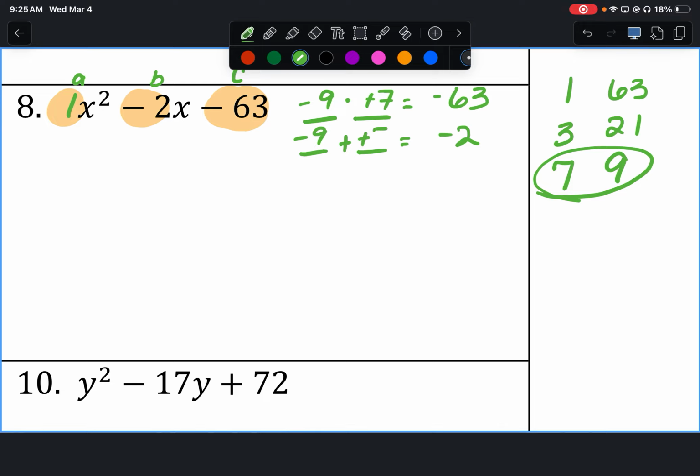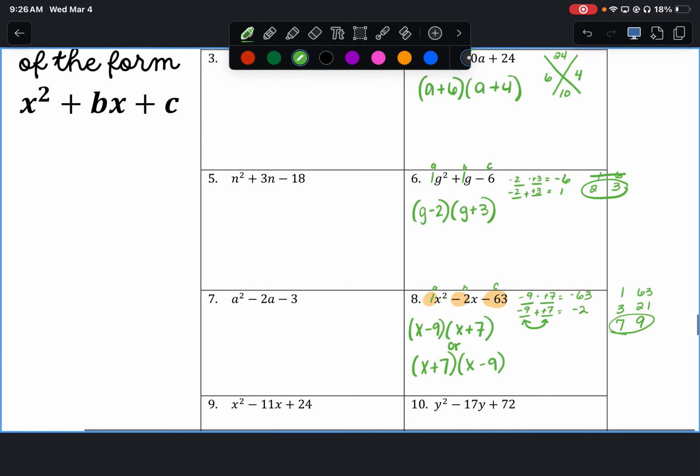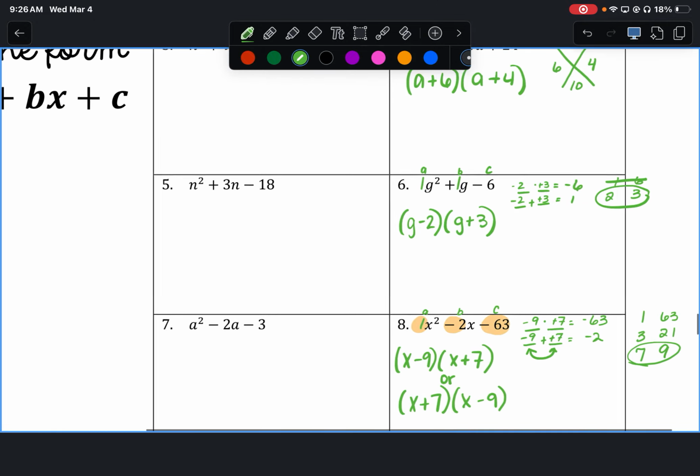+7. So we can write our answer because A is 1, so we can do x minus 9 times x plus 7. Now, does it matter if you flip-flop those and write it as x plus 7, x minus 9? It means the same thing. It's like saying 2 times 3 or 3 times 2. Both of them mean 6, right? You can write it either way. The order of these numbers doesn't matter, just like that order doesn't matter when we factor by grouping. So I want y'all to go ahead and do 3, 5, and 7 for me real quick.